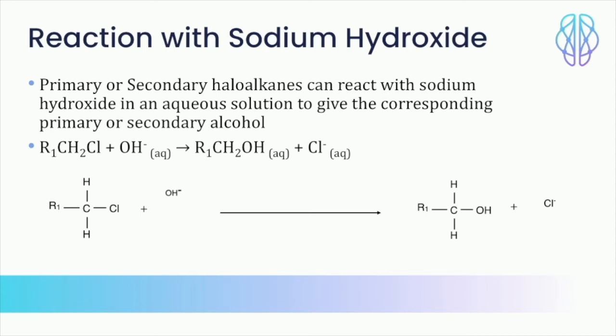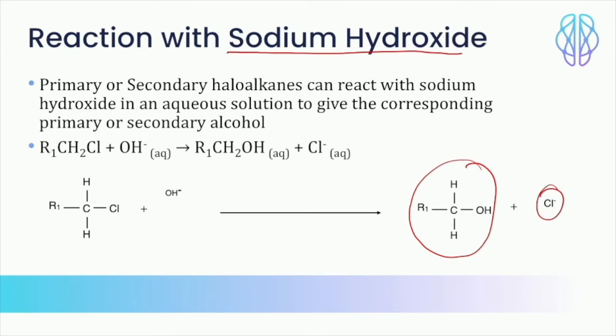So, main takeaway: primary and secondary haloalkanes, when reacted in an aqueous solution of sodium hydroxide, the hydroxide will act as your nucleophile, attack the primary or secondary haloalkane, and give you a corresponding alcohol. And the chlorine, I should add, is your leaving group. Cl- is your leaving group.